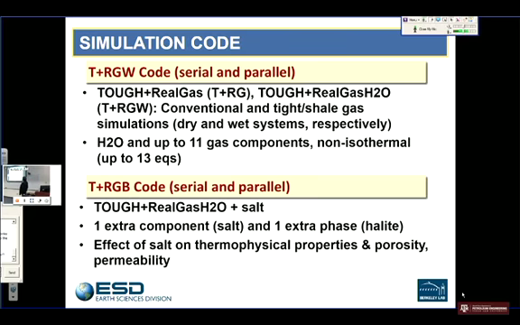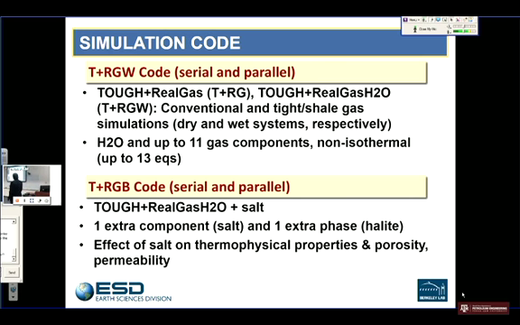So the TOUGH+ RealGasH2O. This can be used for conventional tight or shale gas situations. We have dry and wet systems respectively, and here you simulate water up to 11 gas components. It's known as isothermal. So the minimum number of equations in this would be about 3. The maximum number would be about 13 equations.